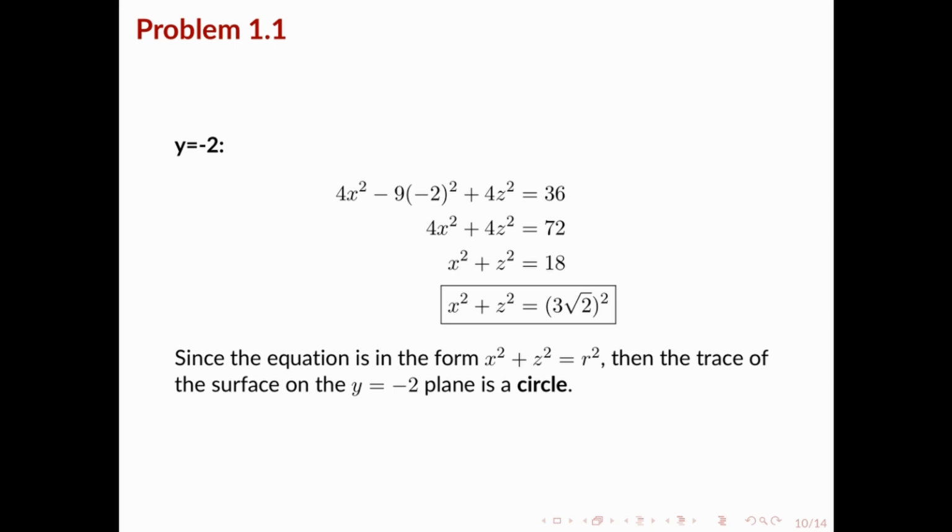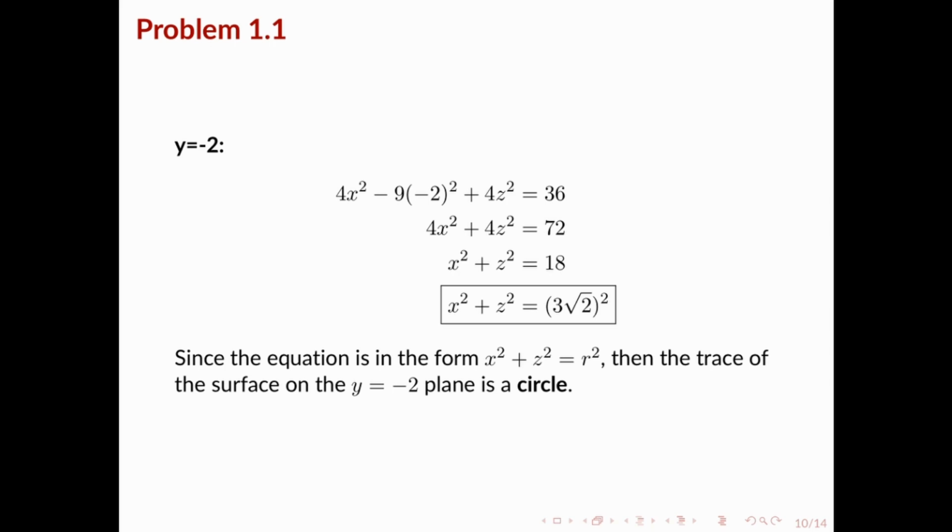First of all, let's look at y equals negative 2. So once again, we just put y equals negative 2 into our equation from earlier. We replace all the y's with negative 2, and we get 4x squared minus 9 times negative 2 squared plus 4z squared equals 36. This gives us 4x squared minus 36 plus 4z squared equals 36. Now, we can add 36 to both sides to get rid of that negative 36 on the left side, so we get 4x squared plus 4z squared equals 72. We divide both sides by 4, and we get x squared plus z squared equals 18.